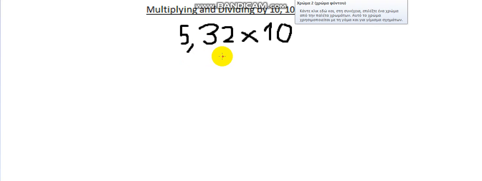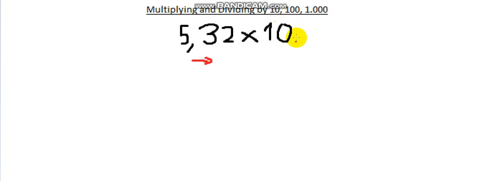The comma goes to the right. It goes this way. When I multiply, it goes to the right. When I divide, it goes to the left. Now, how many places does it go to the right or the left? Well, that depends on how many zeros the number I'm multiplying or dividing with has.